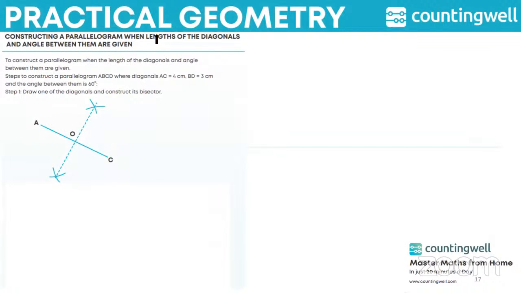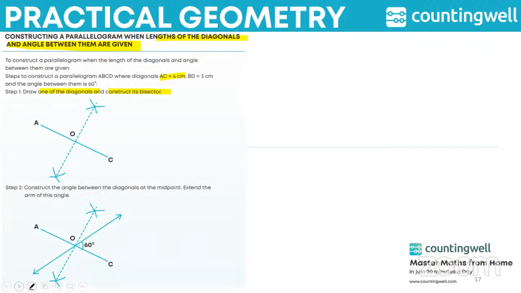Next, how to construct a parallelogram when the lengths of diagonals and the angle between them are given. In that case, first you have to draw one of the diagonals and construct its bisector. A bisector is nothing but a line that divides the diagonal into two halves, or two equal parts. So you can see we have AC equal to 4 centimeter, and then we bisect it. So AO and OC will be 2 centimeter each.